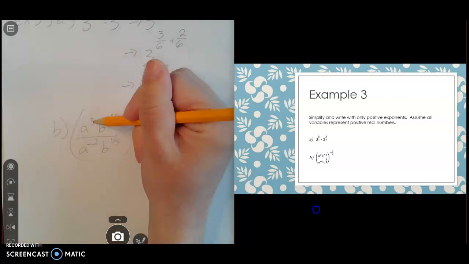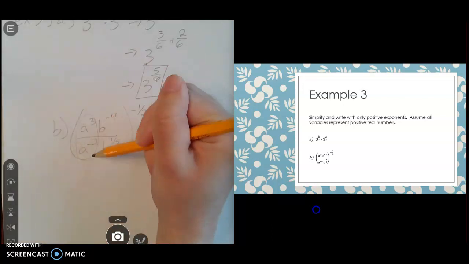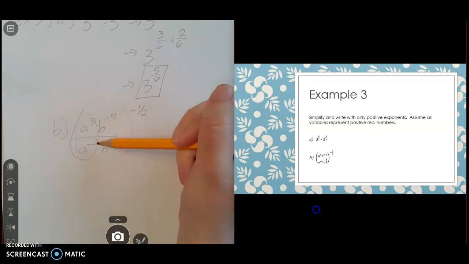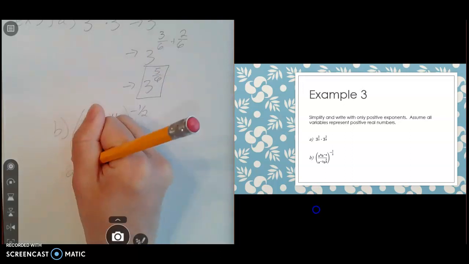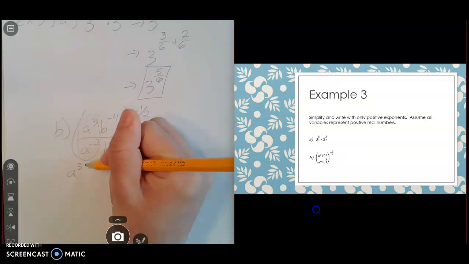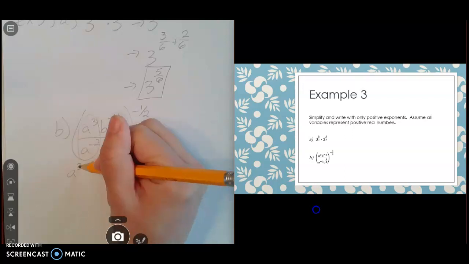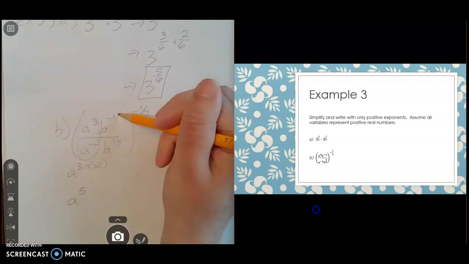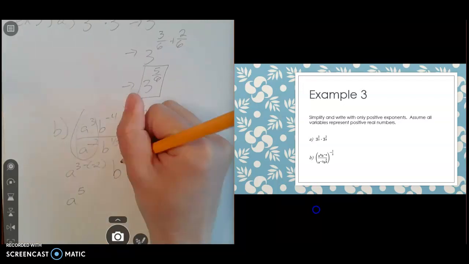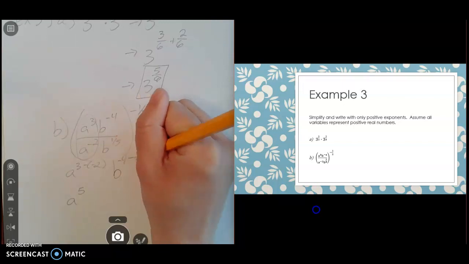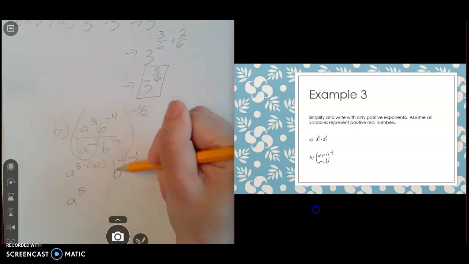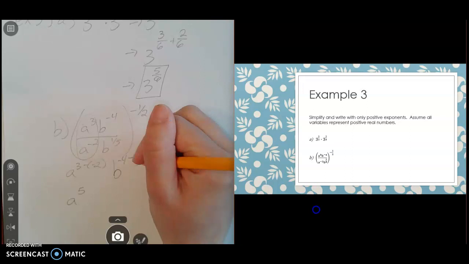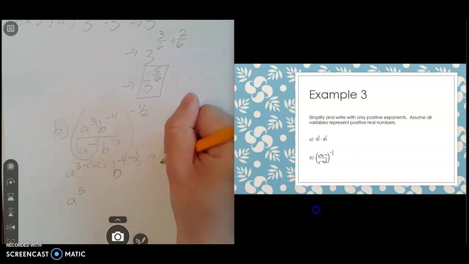So with the a's, these ones have the same base. You're dividing, which means I'm going to subtract my exponents. So 3 minus -2 is what I'm doing over here. Minus a negative is really plus a positive, so 3 plus 2 would give me a to the 5th. With my b's, I'm also going to subtract my exponent. So I'm going to have -4 minus 1/5. When I'm doing this, I do need a least common denominator because I have a fraction. So I need to convert my -4 to how many fifths that would be.